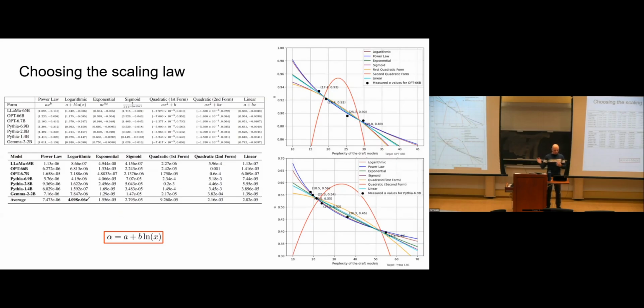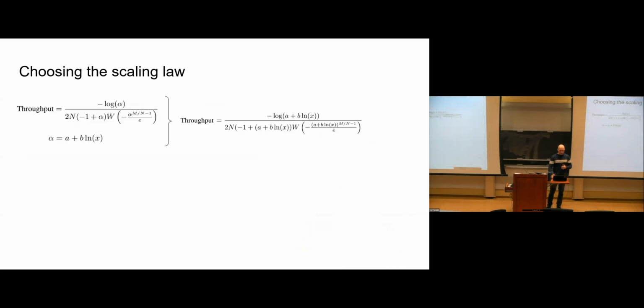We went through several different options, including power law, logarithmic, linear, exponential, and sigmoid options, and figured out that the logarithmic scaling law works best in this situation across pretty much all of the models that we have tried. It can be expressed as follows: alpha is some constant a plus b times the logarithm of perplexity, which is kind of natural in this situation. After choosing the scaling law, we can leverage it to further express the throughput through the perplexity of the draft model.